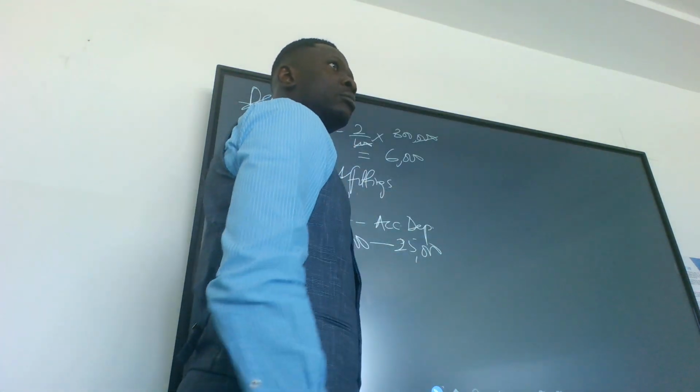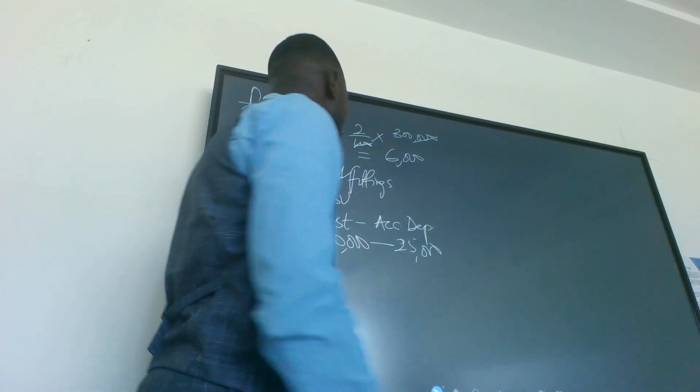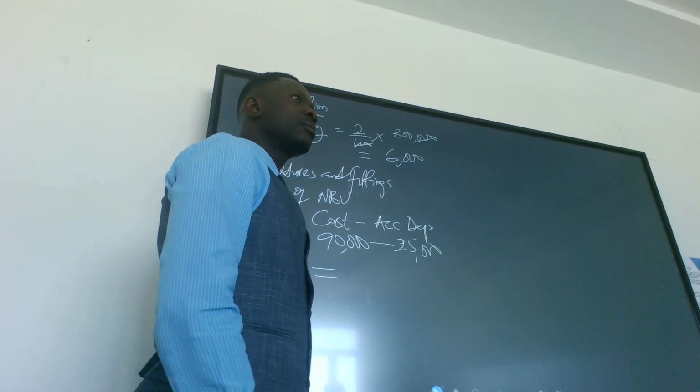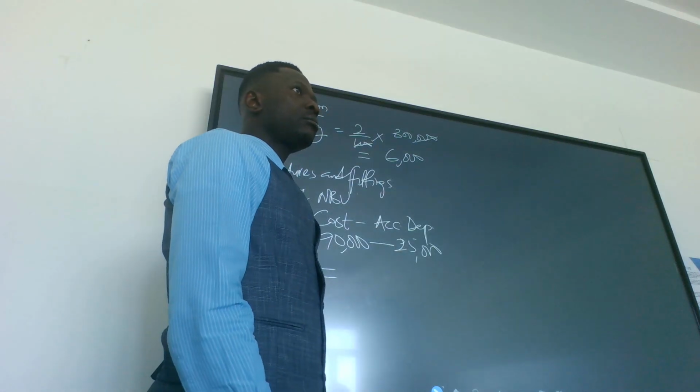I want you girls to talk now. You talk. Whatever is there that you are supposed to say. What does it give you now? 90 minus 25,000 is what? Do it. You can't see what?